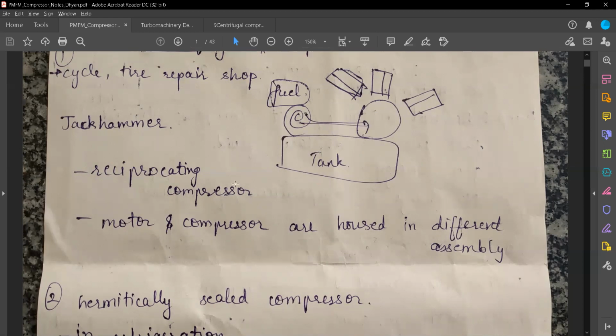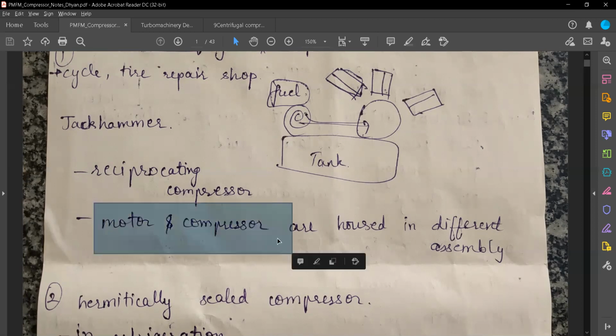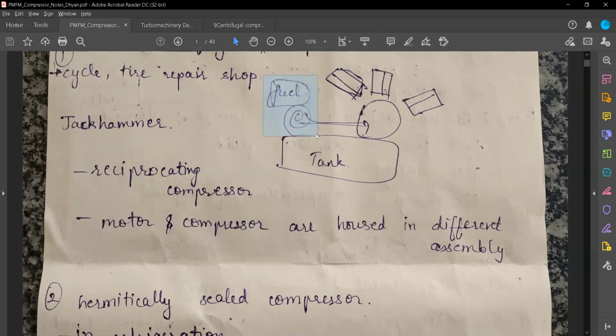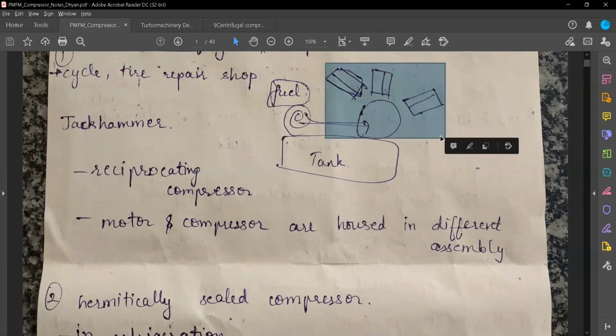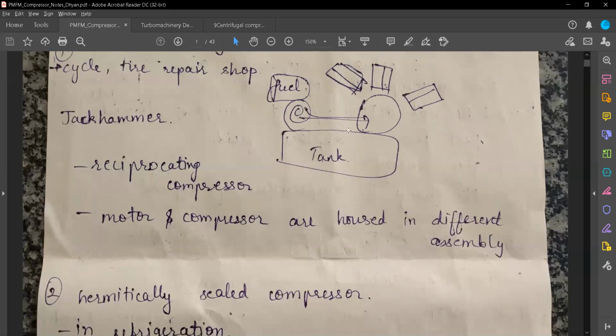So the air is being used as an energy unit, that is, storing some energy. Over here, the main thing we should remember is the motor and the compressor. Here is the motor section, that is the combustion chamber section, and here is the compressor section or the assembly. So there are two different houses, two different assemblies. They are open to environment. We can see the compression happens only in the chamber inside the cylinder over here, and it is not open to environment. The assemblies are open to environment, not housed in a single assembly.